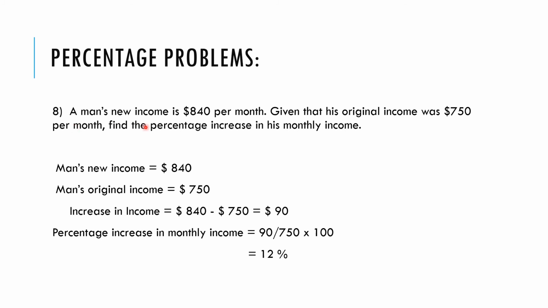A man's new income is $840 per month. Given that his original income was $750 per month, find the percentage increase in his monthly income. Now the man's new income is $840. The man's original income was $750. The increase in the income is 840 minus $750, that is $90. So the percentage increase in monthly income is 90 over 750 into 100, that is 12%. So the percentage increase in his monthly income was 12%.